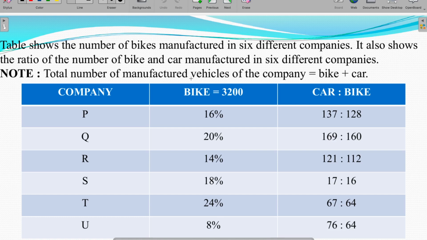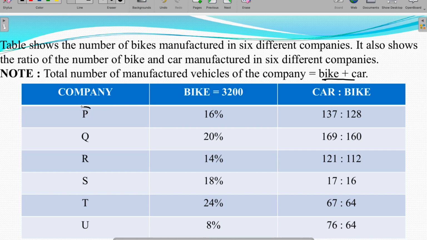It also shows the ratio of the number of bikes and cars manufactured in 6 different companies. Note, in the question the note given is that the total number of manufactured vehicles of the company is bike plus car. Fine. Now what data are they given?